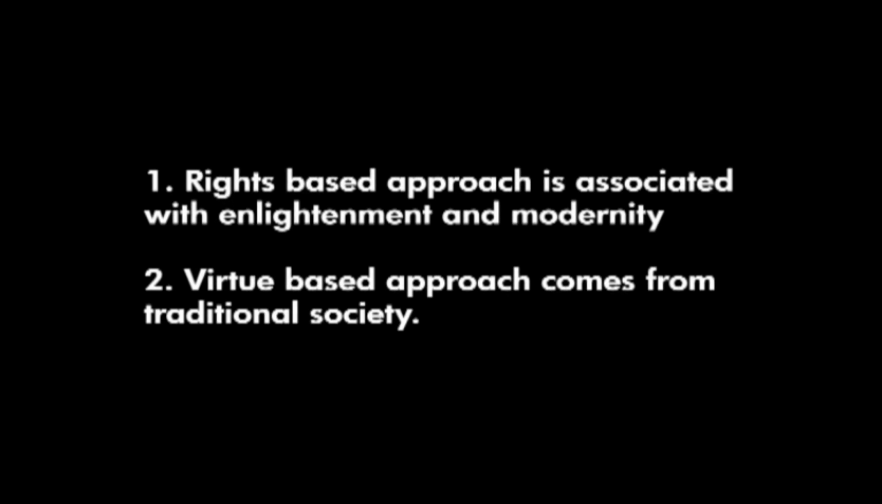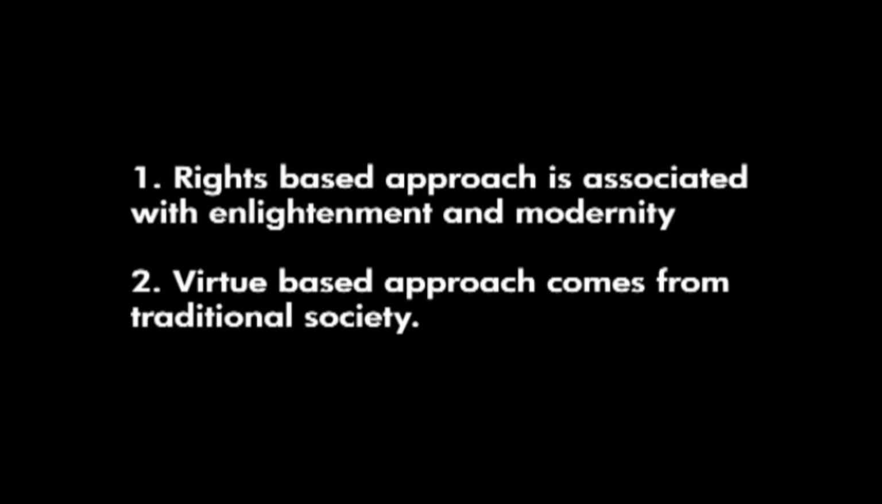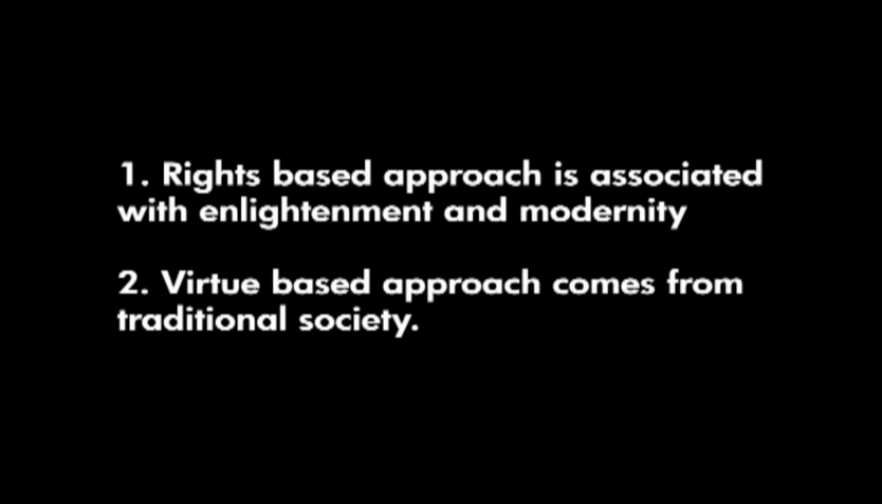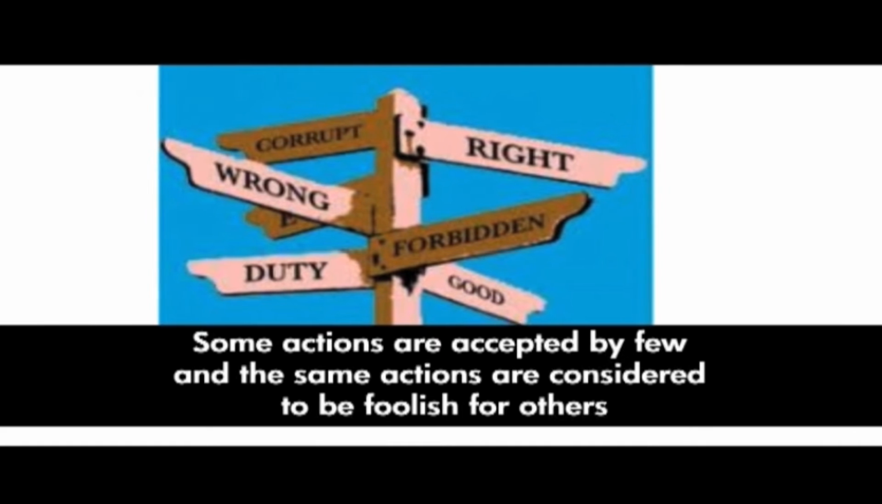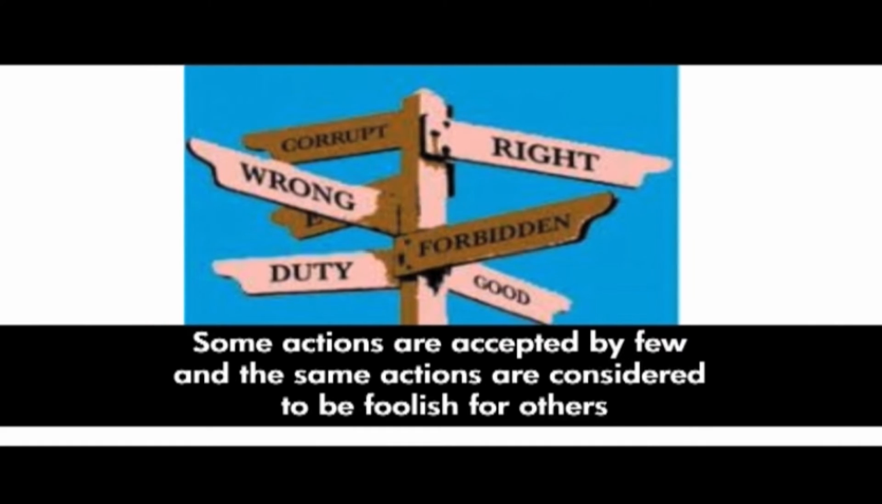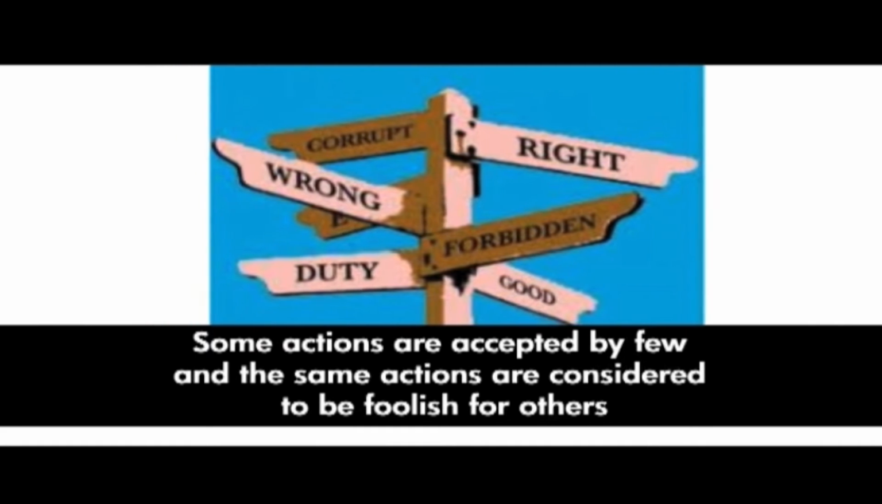Let me give you an example. Sometimes people distinguish between moral orders based on rights and virtues. This distinction is associated with different forms of society and ways of being human. A rights-based approach is associated with enlightenment and modernity, while the virtue-based approach comes from traditional society. Let us now discuss the different features of value conflicts. It helps to be aware of the common features in order to understand moral conflicts and deal with them effectively.